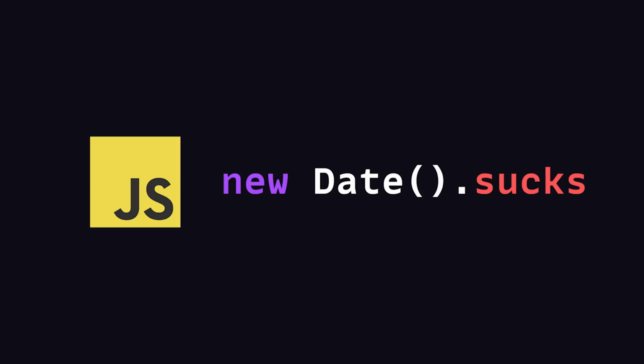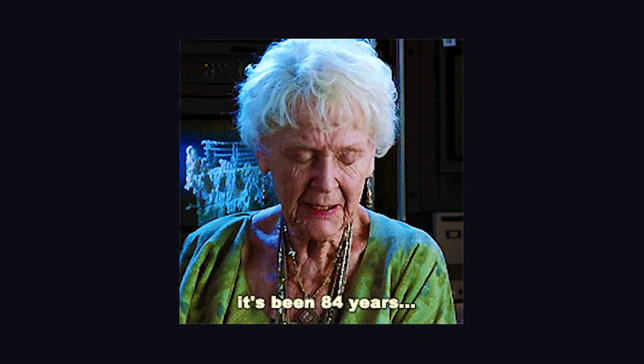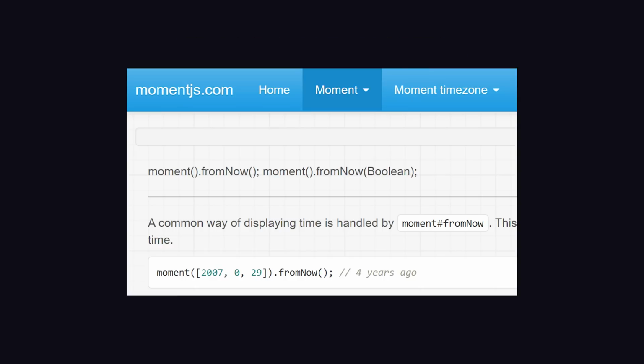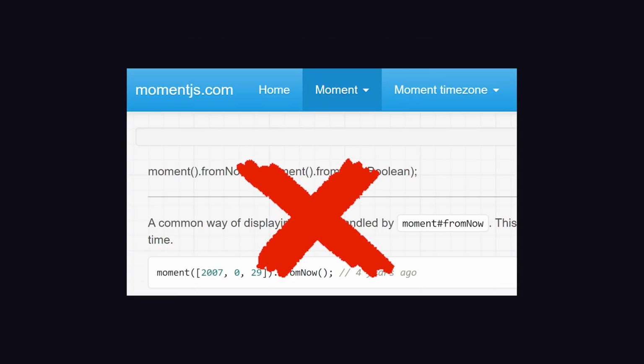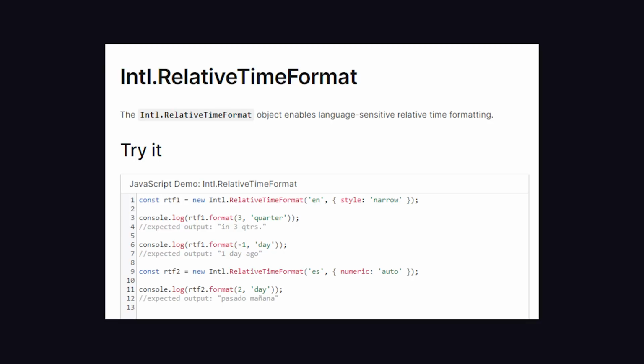JavaScript developers have it especially bad, and one thing that you might want to do when building a website is show a relative time format, like tomorrow, yesterday, 5 days ago, 84 years ago, and so on. Now, there are libraries like Moment.js that can do this for you, but they're entirely unnecessary because you can do it natively in JavaScript with the internationalization API.